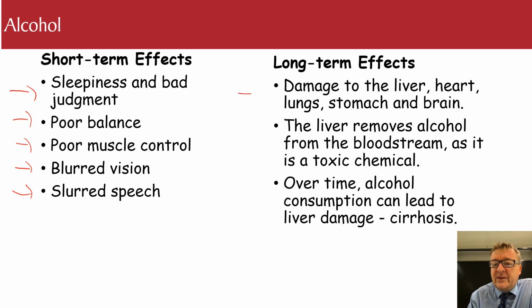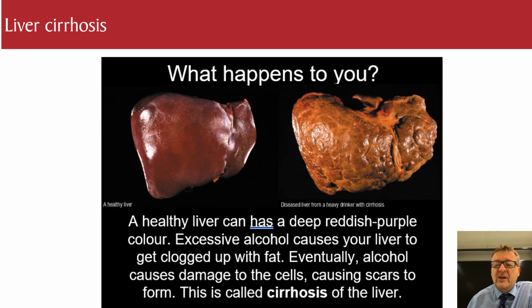Long-term effect, damage to the liver, heart, lungs, stomach and brain. The liver removes alcohol from the bloodstream, so it destroys the liver, and because the liver takes the alcohol out and you damage it, it's then going to get worse. And over time, alcohol can lead to something called cirrhosis, which is where the liver gets permanently damaged. And this is what it looks like. This, hopefully, is what your liver looks like. This is a cirrhosis liver. The colour change on the cirrhosis liver is all to do with scarring on the liver itself, which cannot repair.